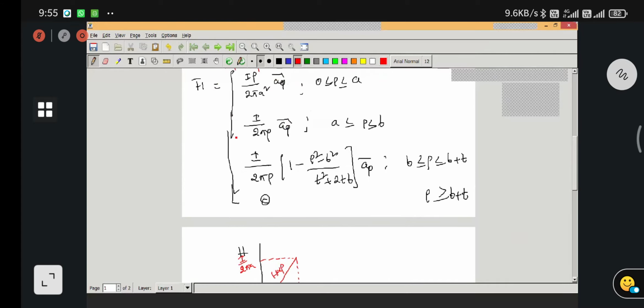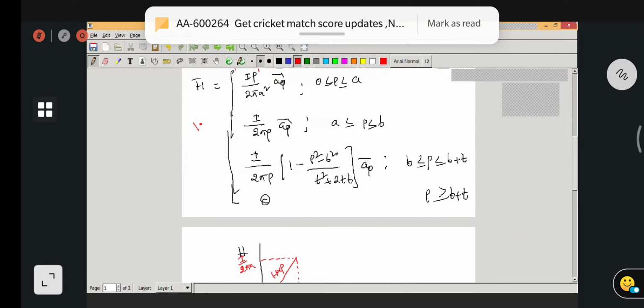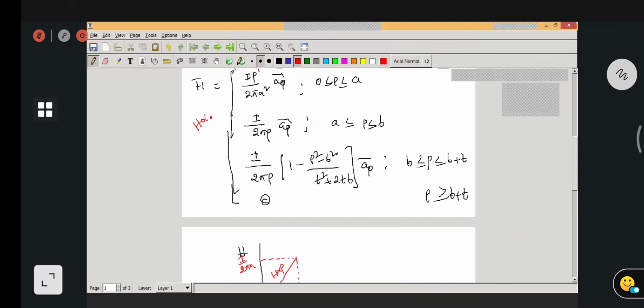This is nothing but h inversely proportional to 1 by rho.